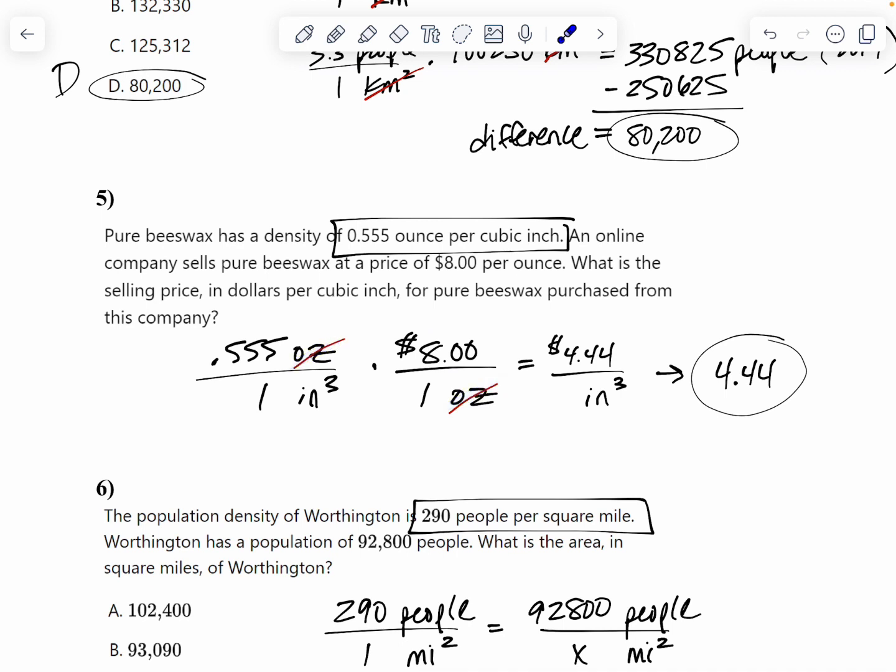And in my calculator, I just have to take 0.555 times $8, and it gives you $4.44. And the label on the $8 is just the dollar sign. And the only thing I have left in terms of labels down here is inches to the third. And it asked me for what is the price in dollars per cubic inch. That's exactly what I have, dollars per cubic inch. So the answer that I'm going to type in is 4.44.